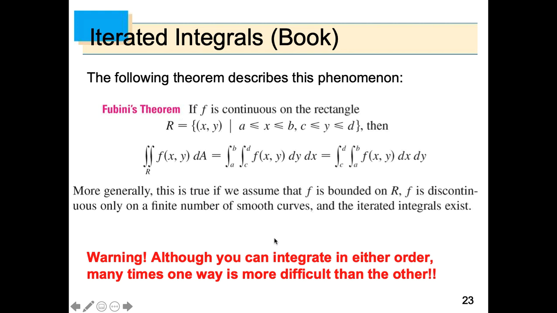Now, here's the thing. There's a warning down here at the bottom. You are welcome to integrate in either order if you have defined limits for both x and y. You're allowed to do that. However, the problem is that sometimes one integration might be more difficult than another. So you want to be careful, and keep things safe and secure with your integrations. Try to find the one that's more simple.